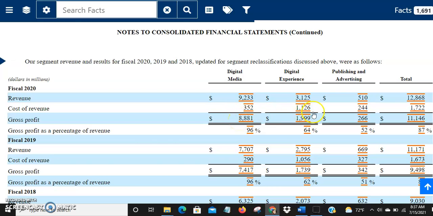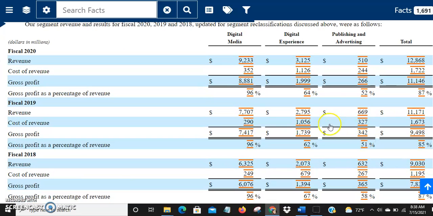Second is obviously the analytics part, the digital experience. There it was $3.1 billion. The cost was 1.1 and gross profit was 1.99 billion. And then publishing and advertising is a small part, about 266 million. So here you see the breakup, and at the bottom you see how it has changed each year. Publishing and advertising used to be a bigger part of the business. Obviously, it's slowly coming down, and digital media is where they're really growing a lot.